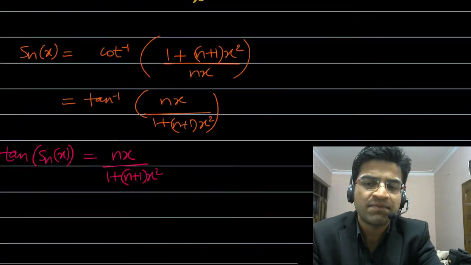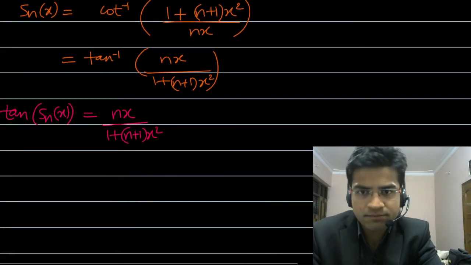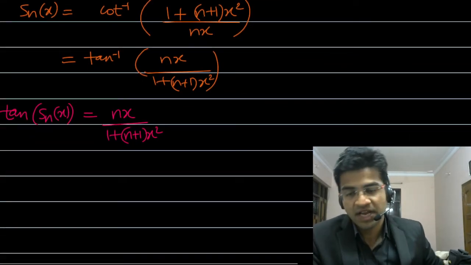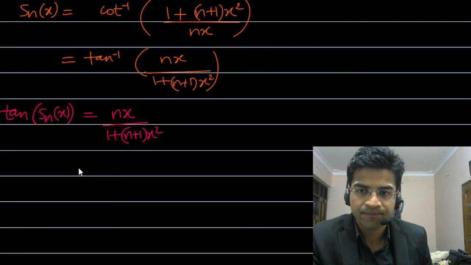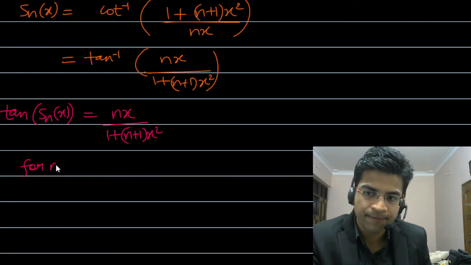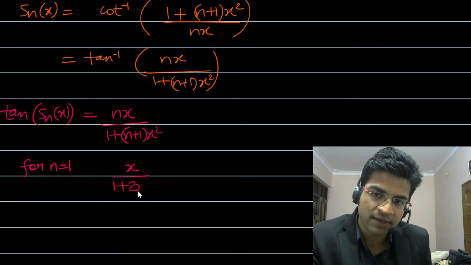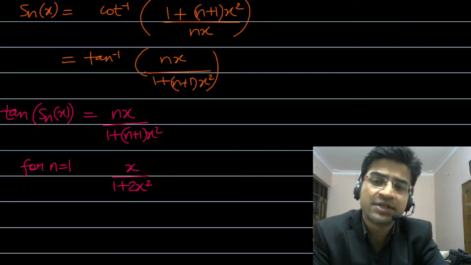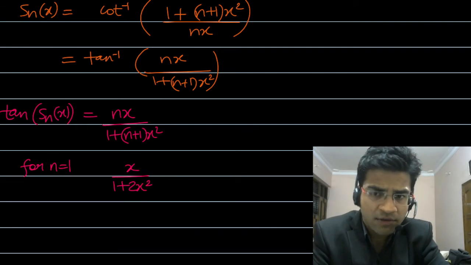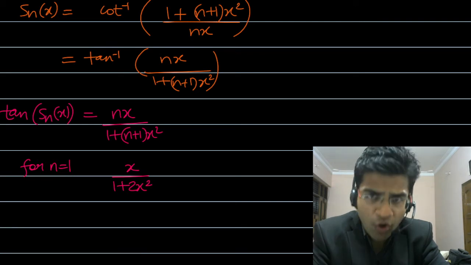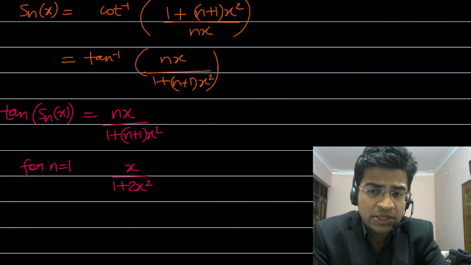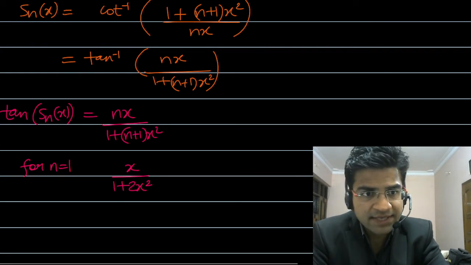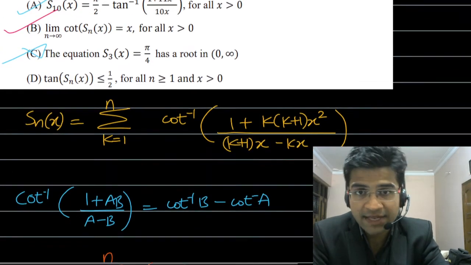Let us put n equal to 1 and let us check. So for n equal to 1, this is x by 1 plus 2x square. So for all x greater than 0, is this value less than or equal to half? We should be checking this. It is given as less than or equal to half, right?